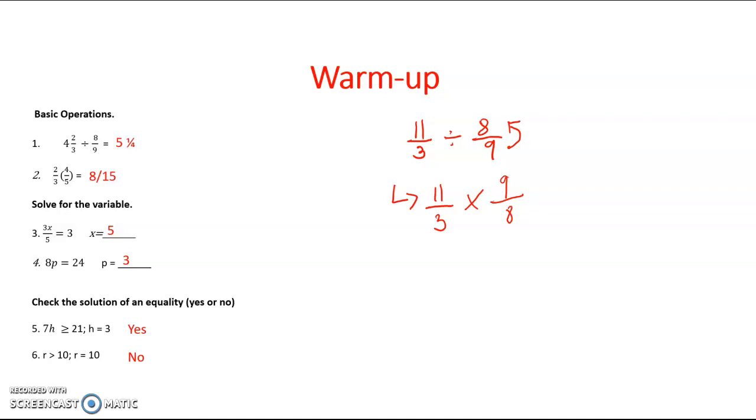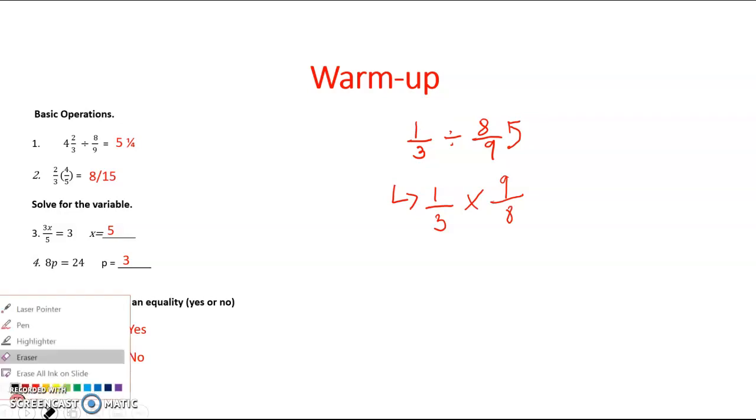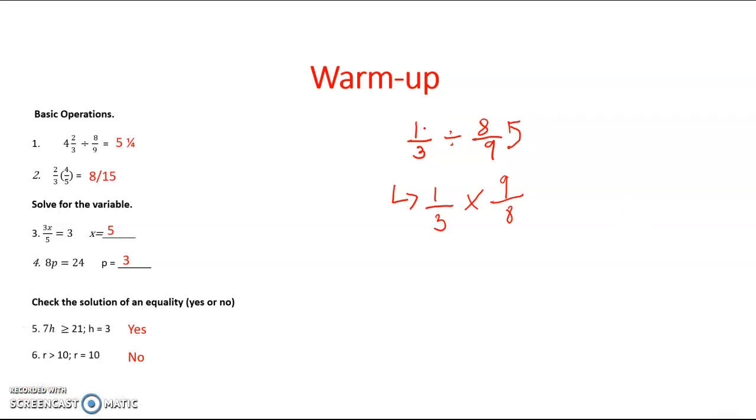And I made a mistake. Actually, 4 2/3 is actually 14/3. Not sure where I got 11/3 from. 14/3. All right, so I can go ahead and multiply 14 times 9 and then 3 times 8 and get my answer, and then simplify.